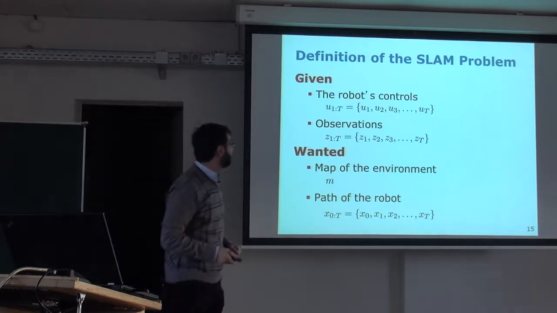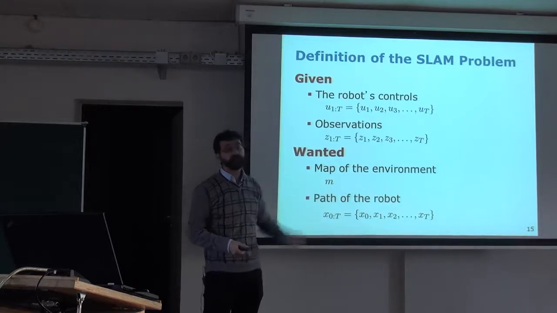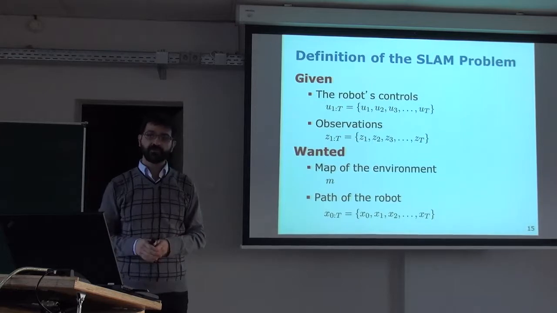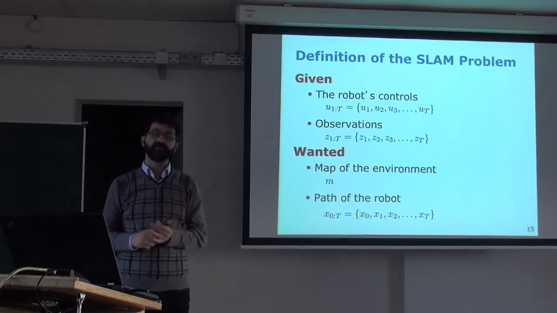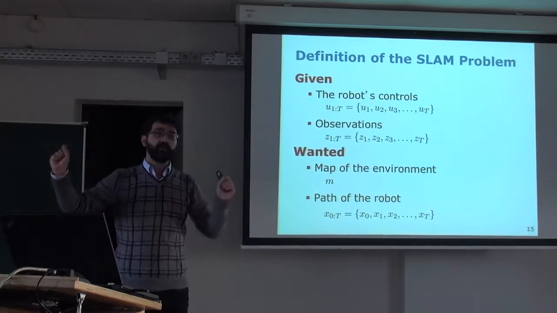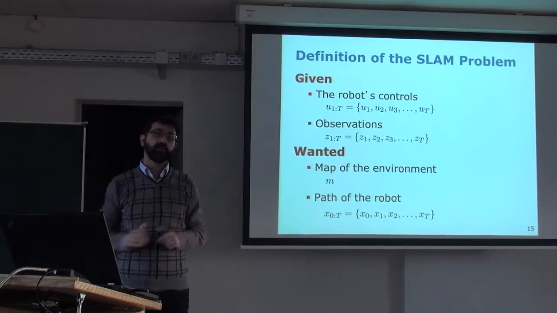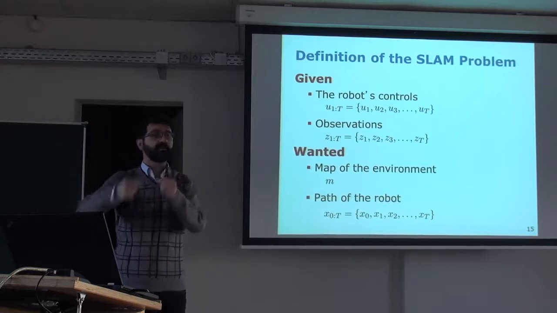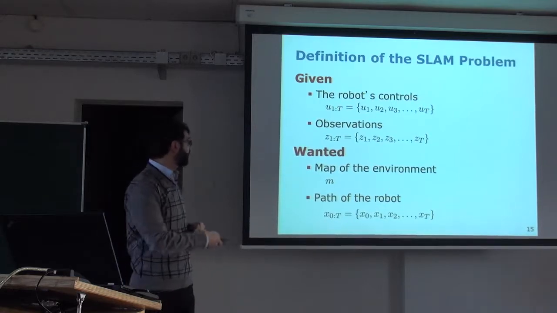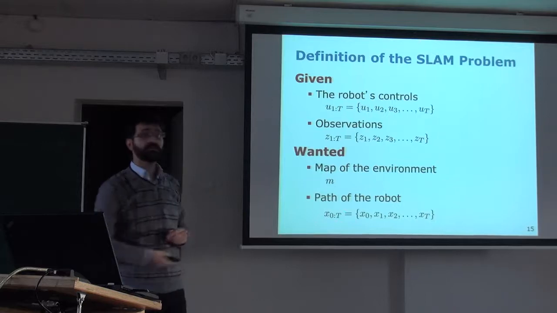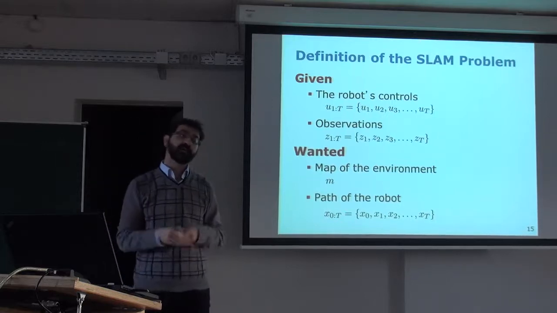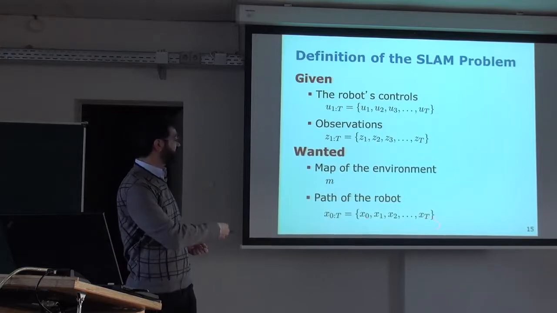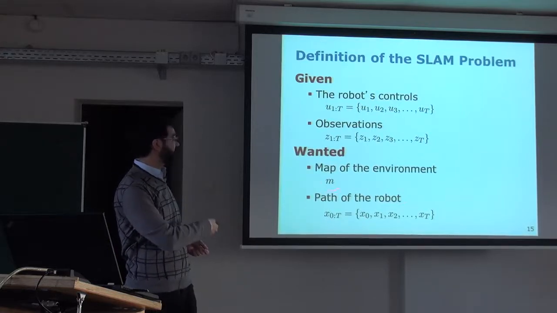And what we want is a map of the environment, which we just call M. And this map can have different representations that we will see later on. It can be a set of stars, it can be a set of very fine 3D points, or it can be like a grid with cells saying it's free or occupied, and so on. And we also want to know the path of the robot. Okay, so we don't know the path of the robot, and therefore this is again SLAM, so localization, which will be this part here, and mapping, which will be this part here.